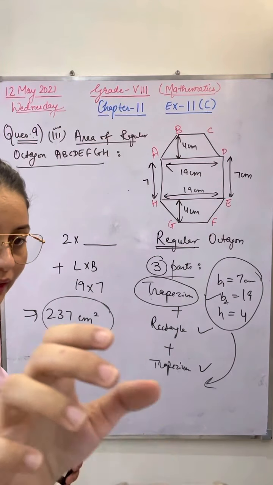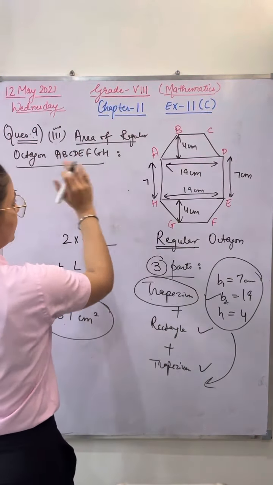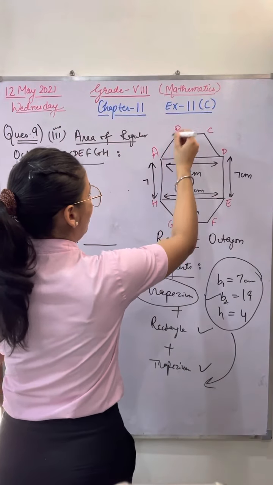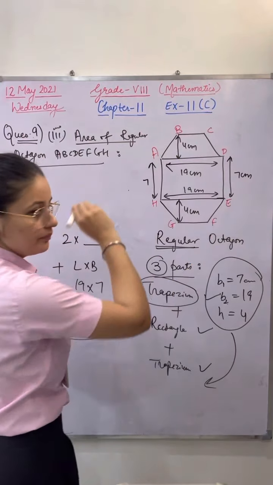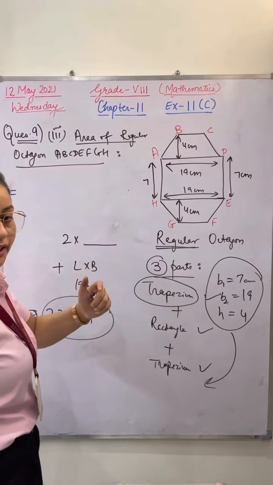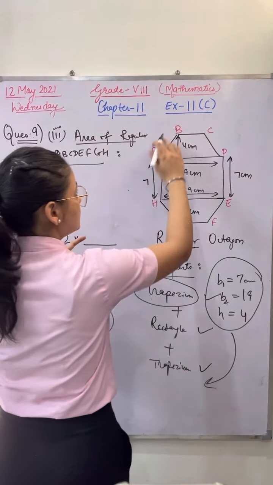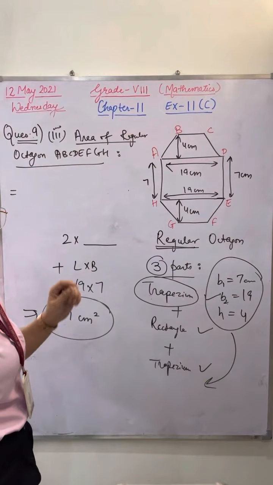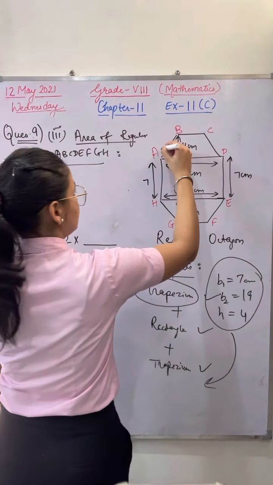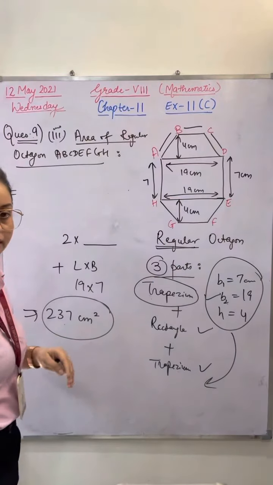Tushika, B1 is 7. This is a regular octagon. If this side is 7, all sides will be 7. Like in the previous question, it was a hexagon. One side was given, so the other sides will be the same. Is it understood by everyone? This is 7, this is 7, this is 7, all will be 7.